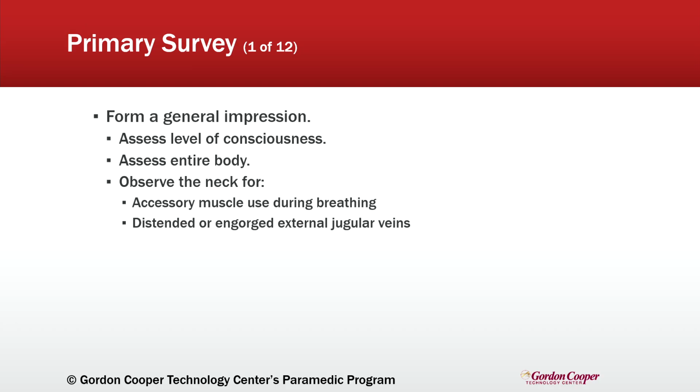An important piece to this, too, is some neck observations. Finally, we want to assess the neck for accessory muscle use. We want to look for those signs of labored breathing where additional muscles are being engaged. And then we want to look for distended or engorged external jugular veins, JVD. This can indicate some increased pressure in the chest or even some heart issues.